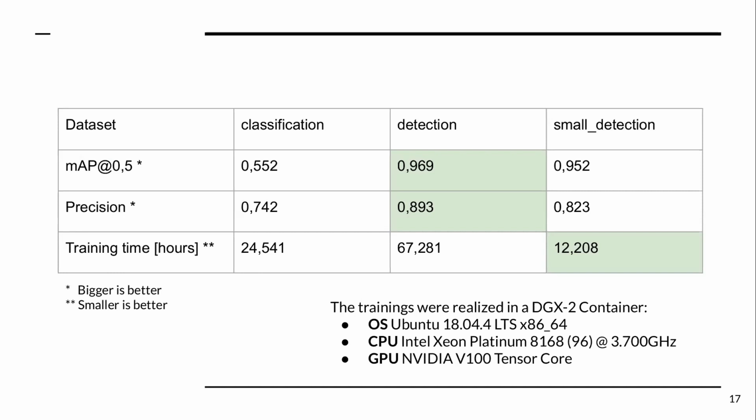So we saw a decrease in the mean average precision and the precision for the small detection, but the time it took to train with the small detection was considerably lower in comparison with the detection. And on the other side we have the classification datasets, where we were trying to train a detection system only with the classification pictures.